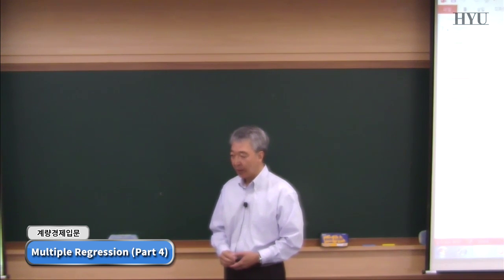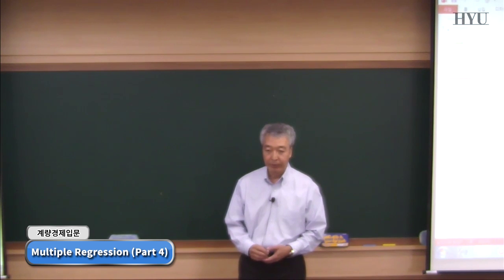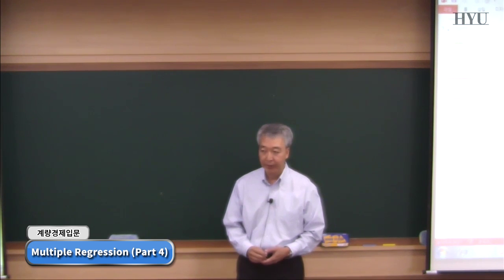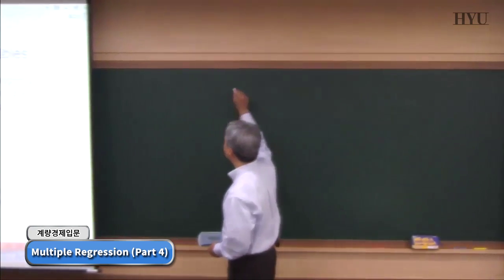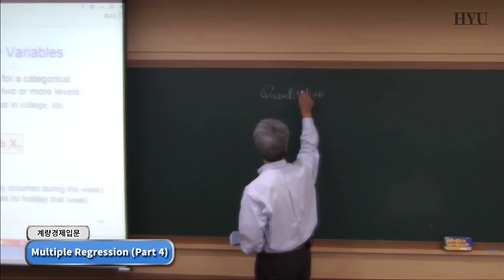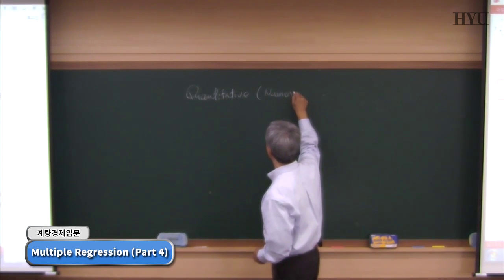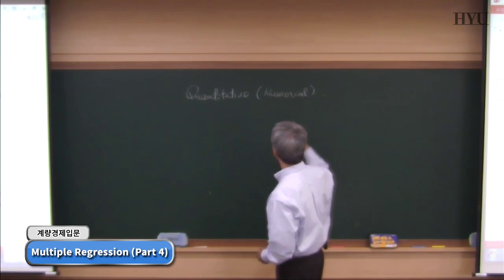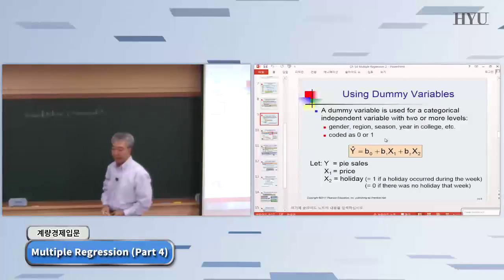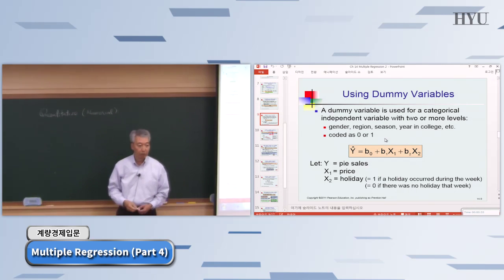So far, when we learned the regression, all the independent variables were quantitative variables, or numerical variables. Something that you could measure in units like length or weight or amount of money, something like that, right?